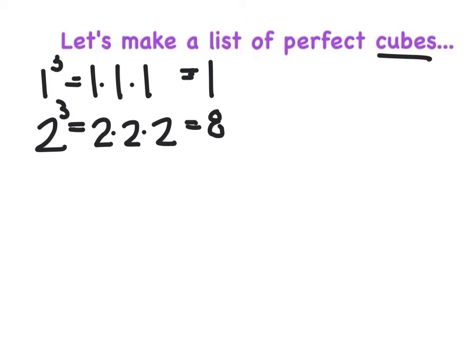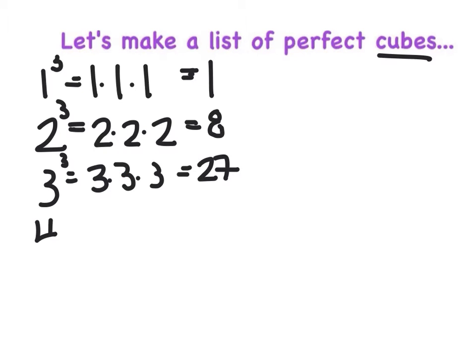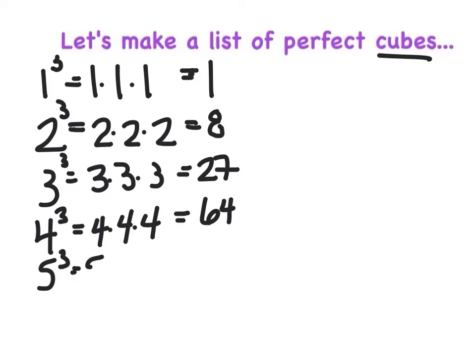Okay, so you should be listing these out in your notebook. 3 cubed is really 3 times 3 times 3. Again, probably don't need a calculator. 3 times 3 is 9, times 3 is 27. 4 cubed is just 4 times 4 times 4. 4 times 4 is 16, times 4 is 64. 5 cubed is 5 times 5 times 5. So 5 times 5 is 25, times another 5 is 125.